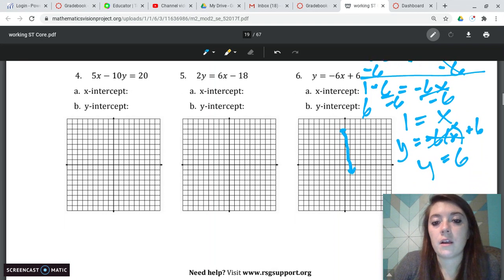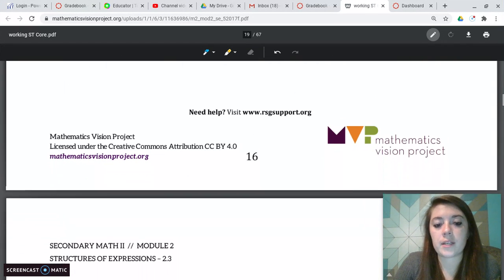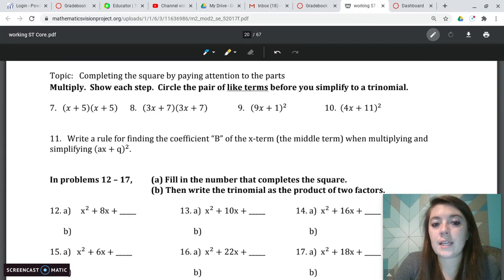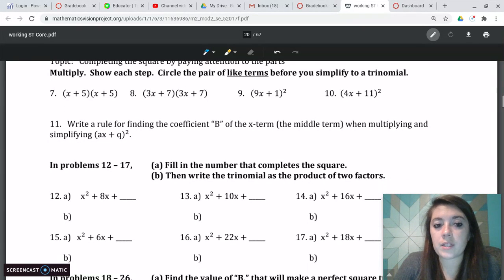All right, the next thing we're looking at is what's known as completing the square. What we're going to do first is multiply, and we're going to show each step and circle the pair of like terms before we simplify it to its trinomial. We are going to do number 7 together.